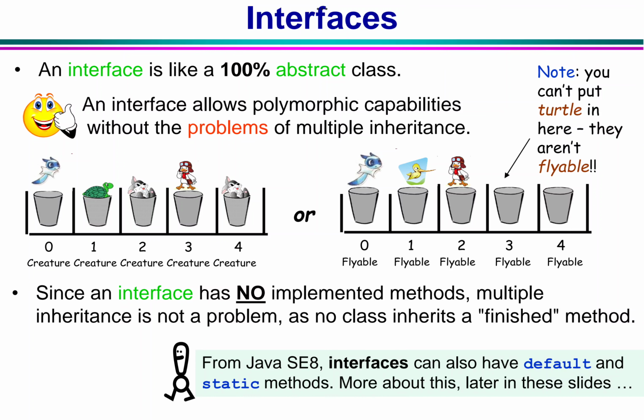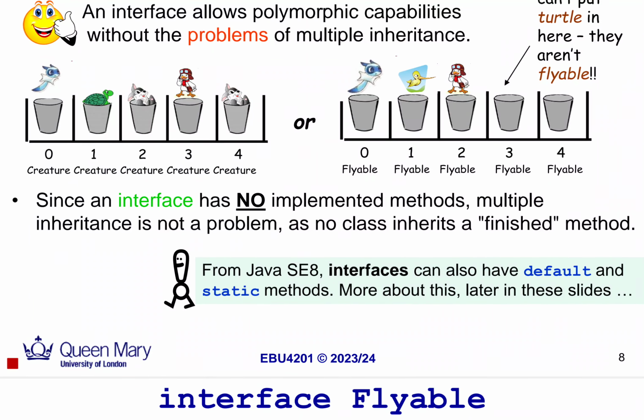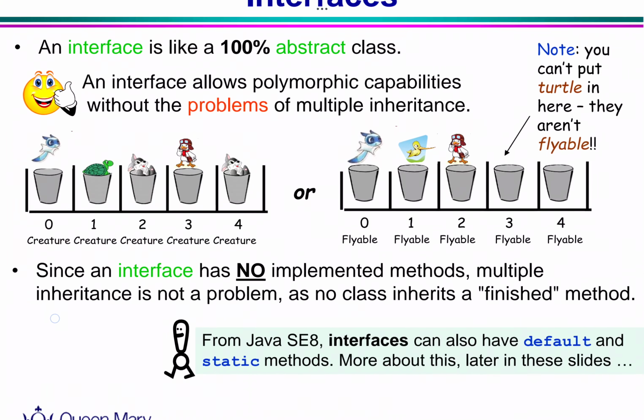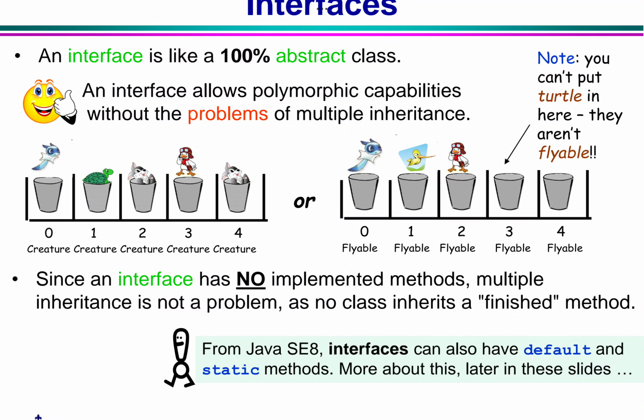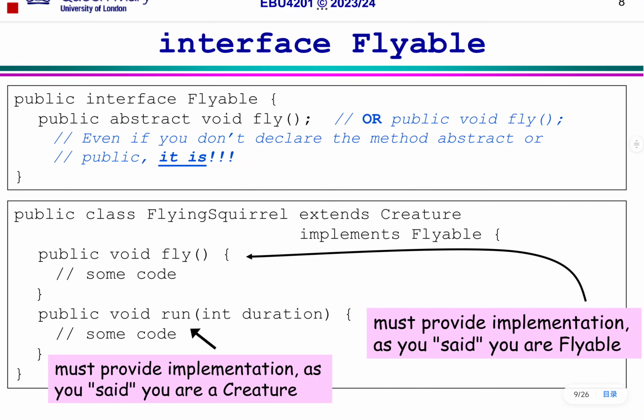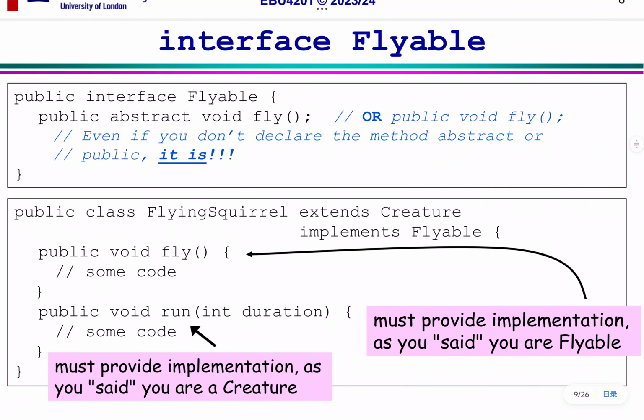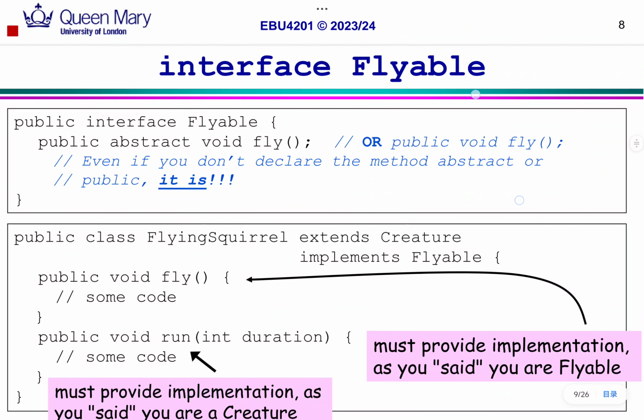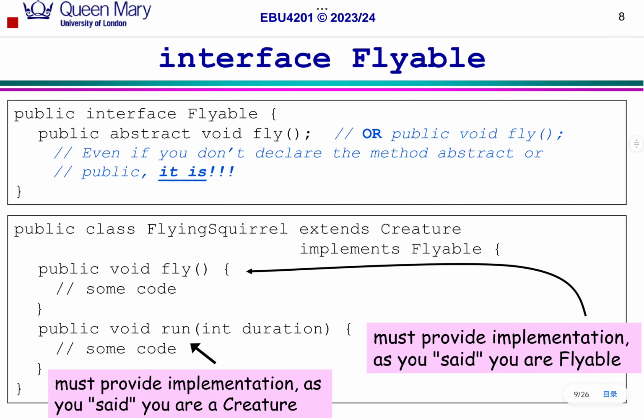You can put turtle in here, they are not flyable. From Java SE 8, an interface can also have default and static methods. More about this later in this slide. Here we go. We just write some code.